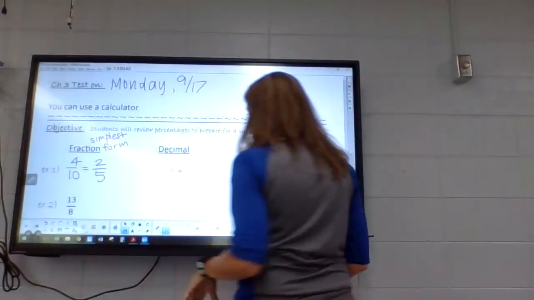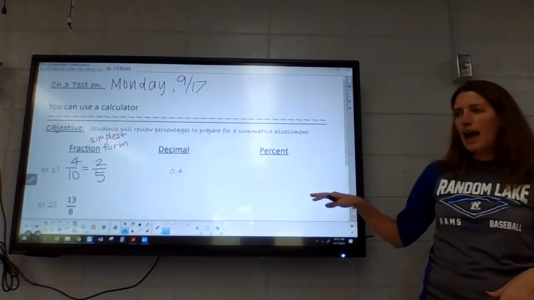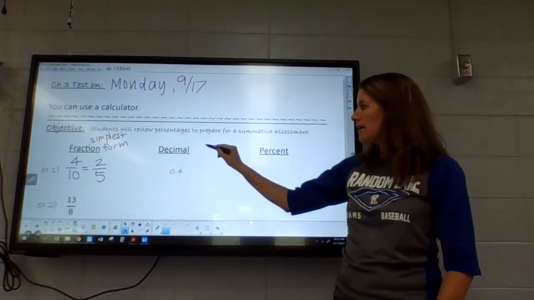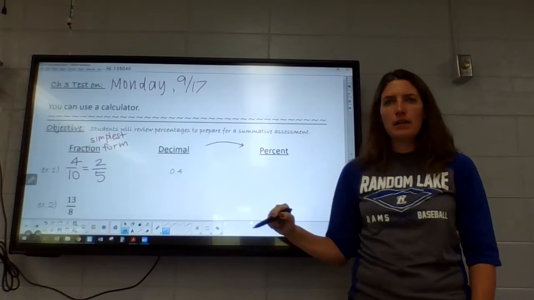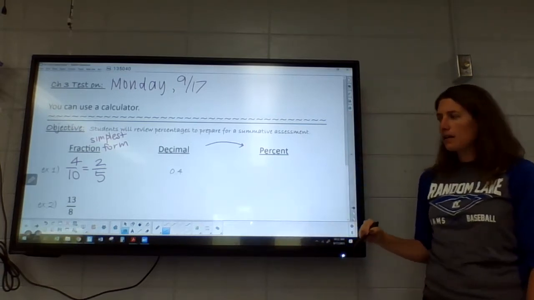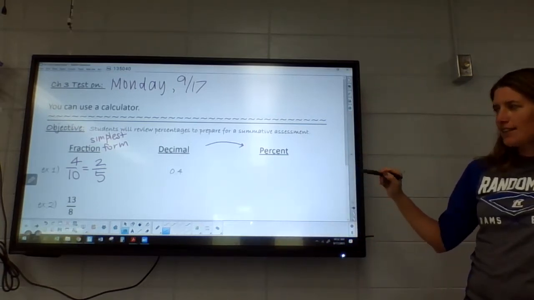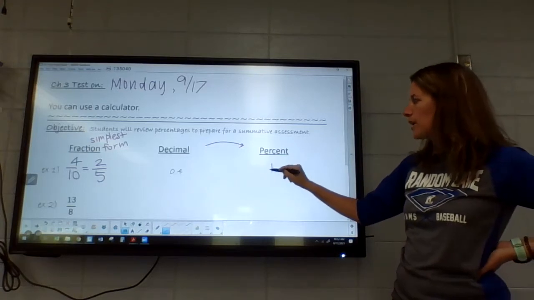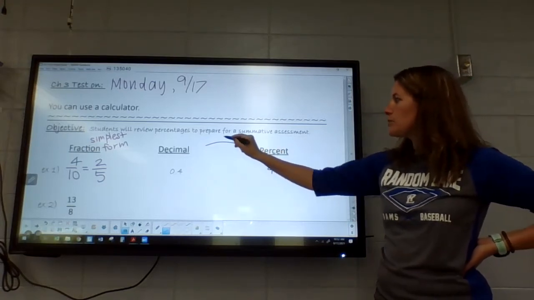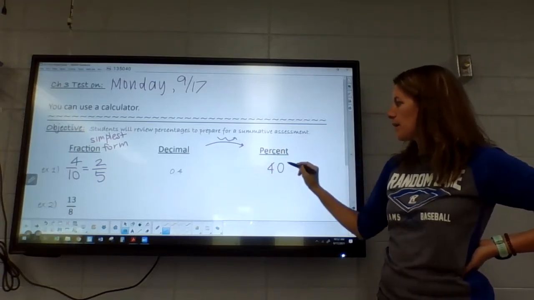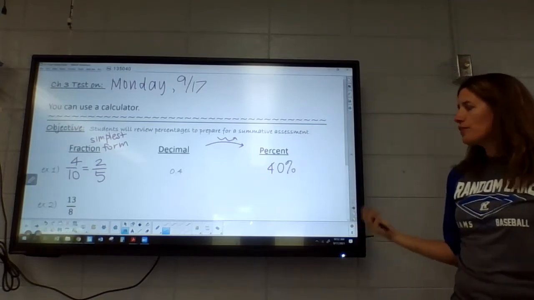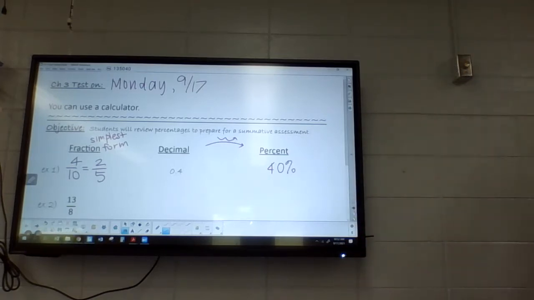2 over 5. And then to a percent, remember to go this way, we move 2 to the right. So this becomes 40%. So 2 decimal places to the right for a percent. And make sure if it's a percentage, you write the percent symbol, and if it's not, don't write a percent.